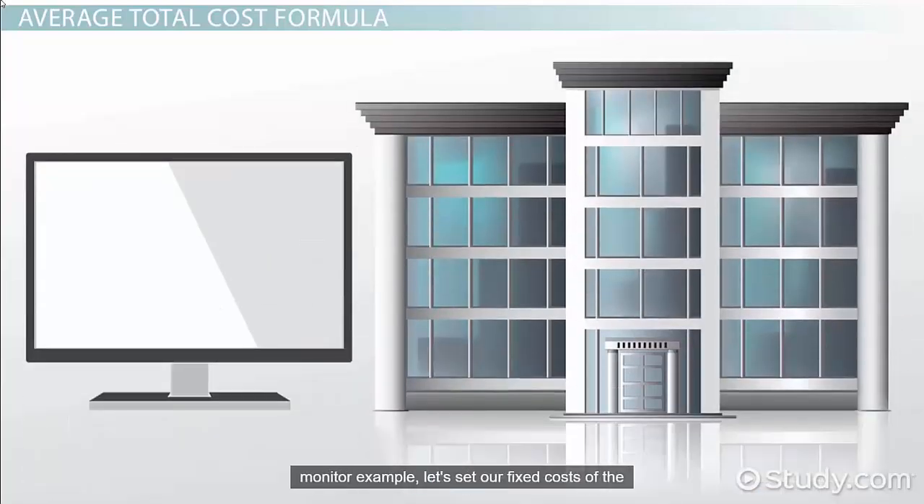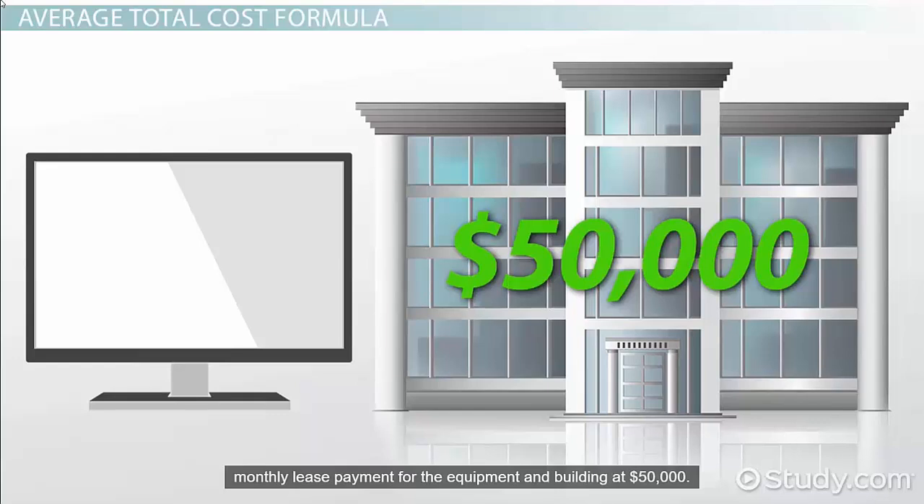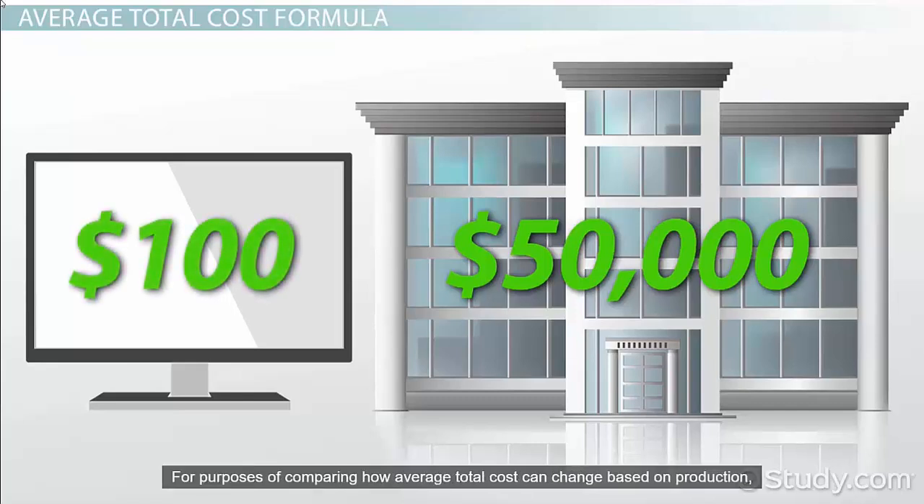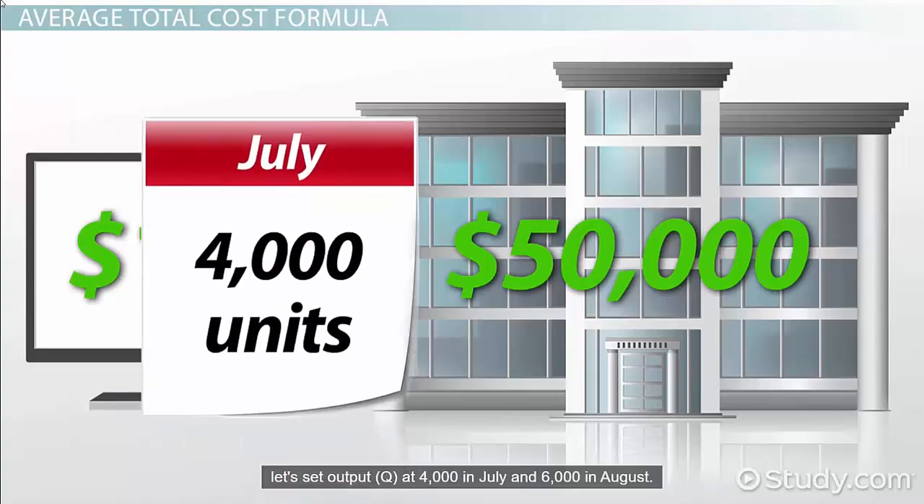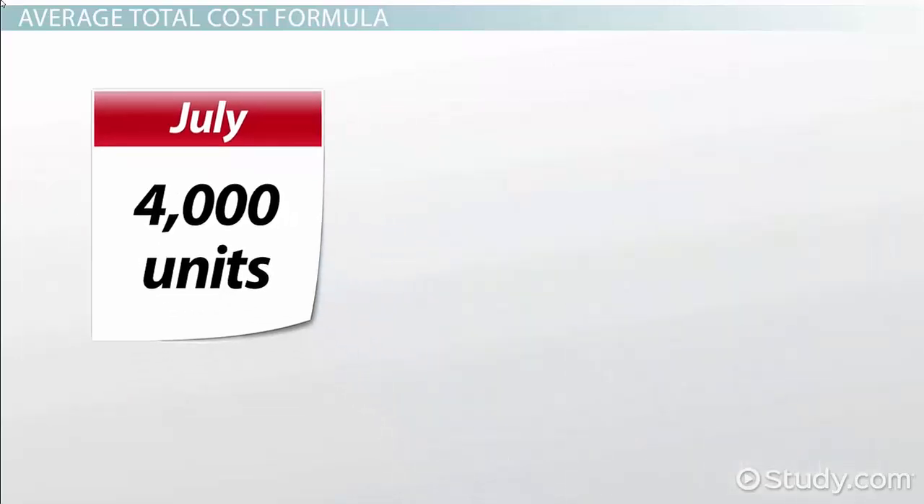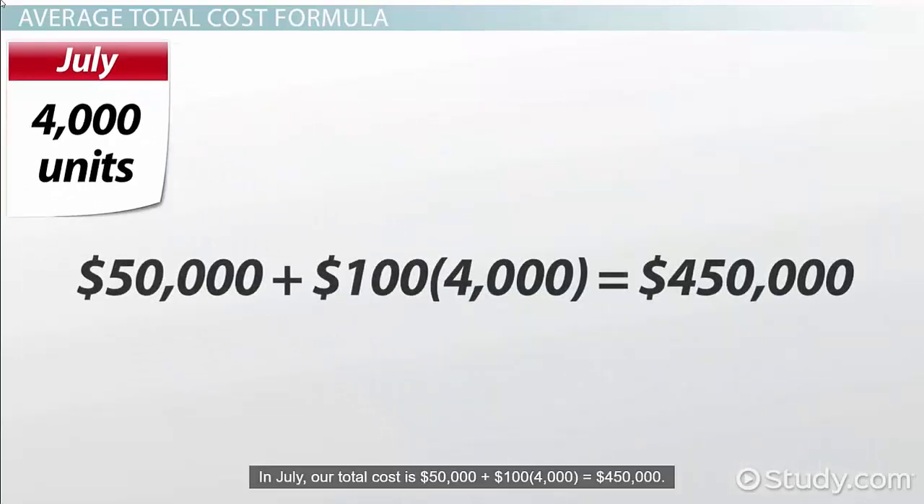In the computer monitor example, let's set our fixed costs of the monthly lease payment for the equipment and building at $50,000. We can set our variable costs at $100. For purposes of comparing how average total cost can change based on production, let's set output, Q, at 4,000 in July and 6,000 in August. In July, our total cost is $50,000 plus $100 times 4,000 equals $450,000.